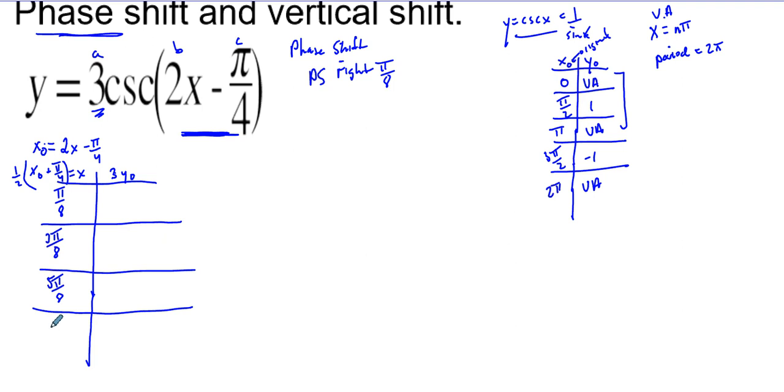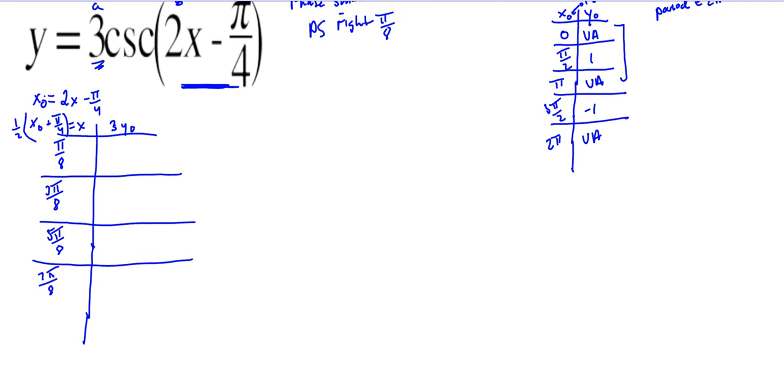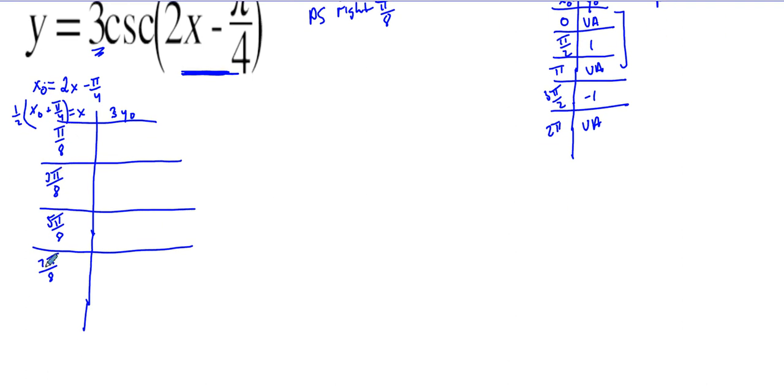7 pi over 4 times that would be 7 pi over 8. And you can see a little pattern forming here, because we're going to go 1, 3, 5, 7, and the next one, you probably notice, is going to be 9 pi over 8. If we put 2 pi, that would be 9 pi over 4 times 1/2, which would be 9 pi over 8.